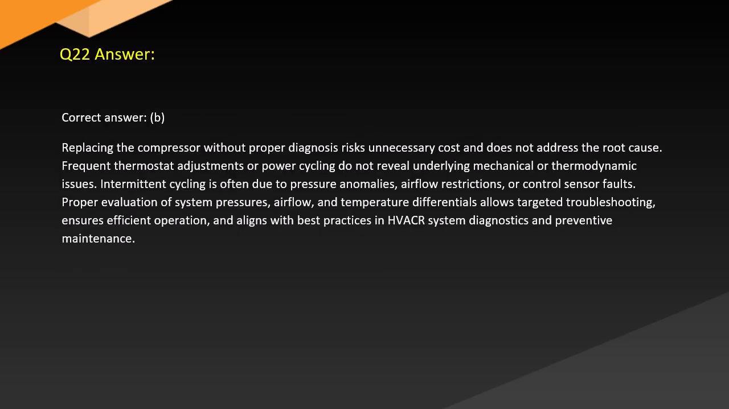Answer. Correct answer. B. Replacing the compressor without proper diagnosis risks unnecessary cost and does not address the root cause. Frequent thermostat adjustments or power cycling do not reveal underlying mechanical or thermodynamic issues. Intermittent cycling is often due to pressure anomalies, airflow restrictions, or control sensor faults. Proper evaluation of system pressures, airflow, and temperature differentials allows targeted troubleshooting, ensures efficient operation, and aligns with best practices in HVACR system diagnostics and preventive maintenance.